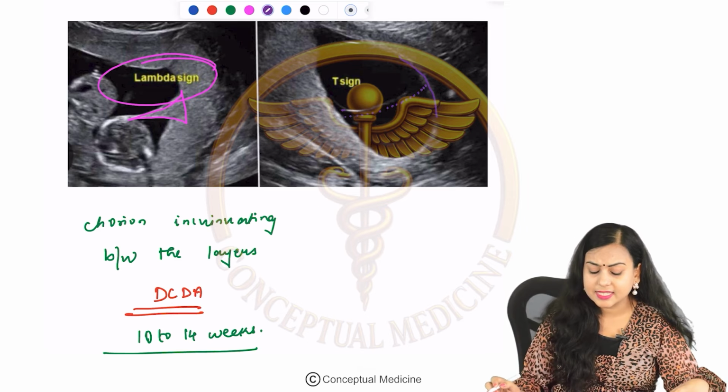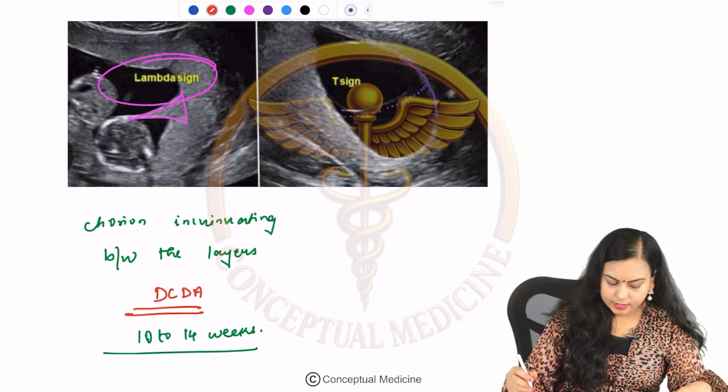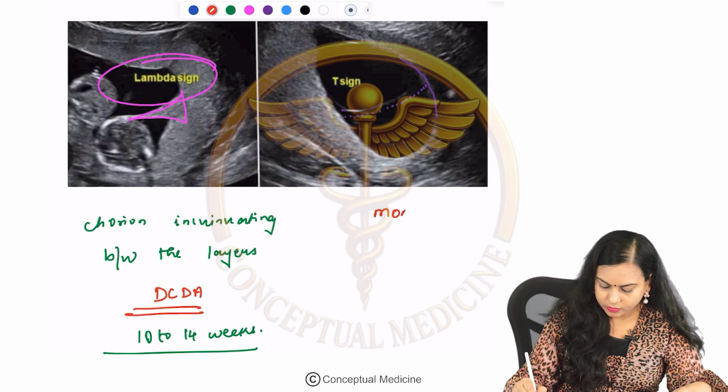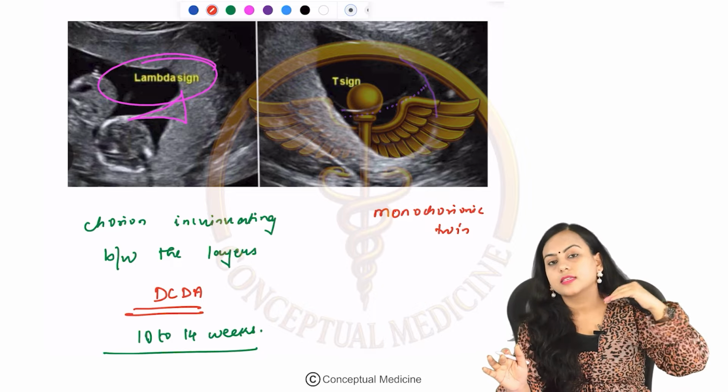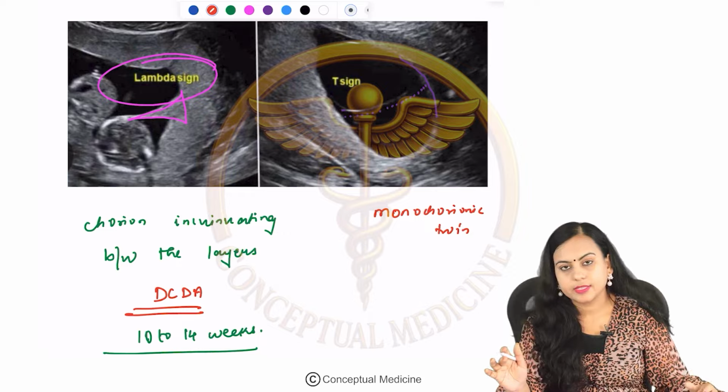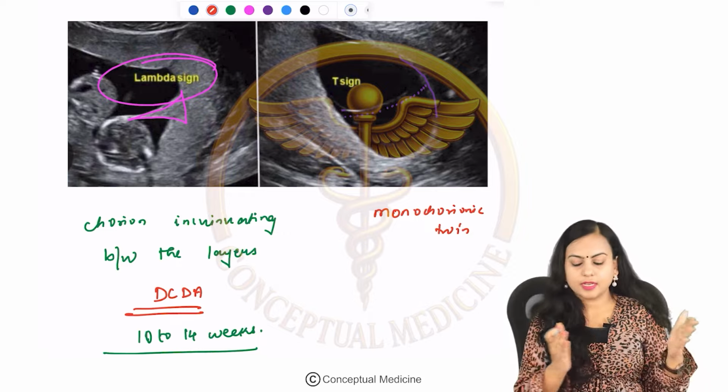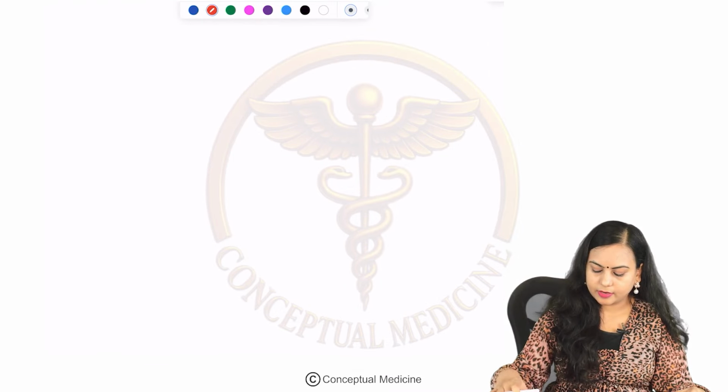So this is T sign, and T sign is seen in monochorionic twin pregnancy. That means it is just only the membranes. No placenta is coming inside the membranes, right? So this is lambda sign and this is your T sign, right?